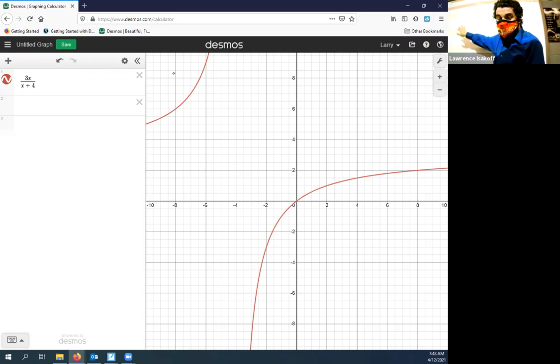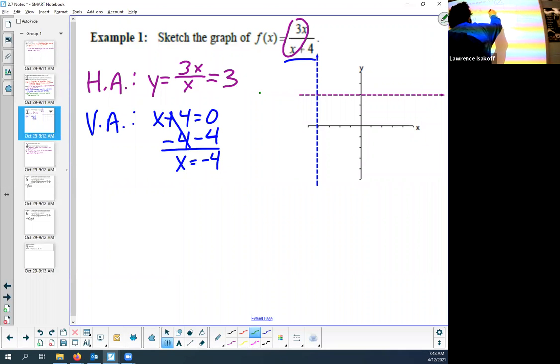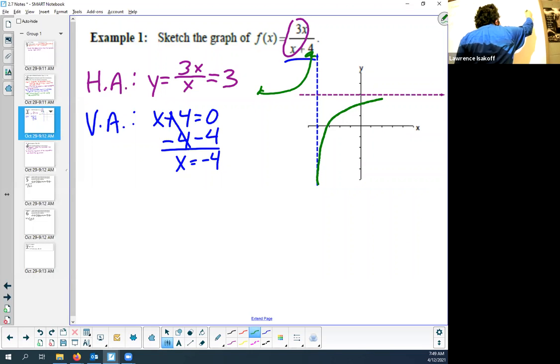The one line is going to be along this side, and this one is going to be along the bottom. So my quick graph will look something like so. Please do not cross the asymptotes.